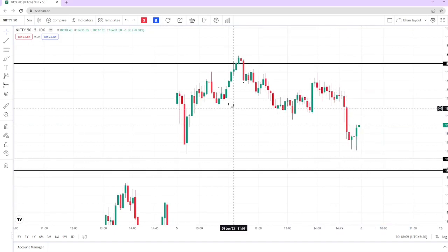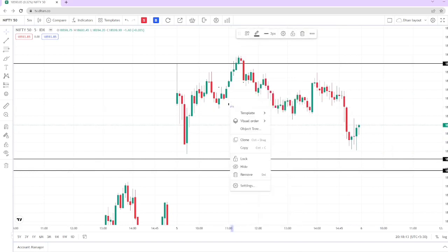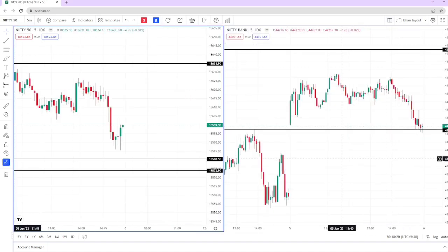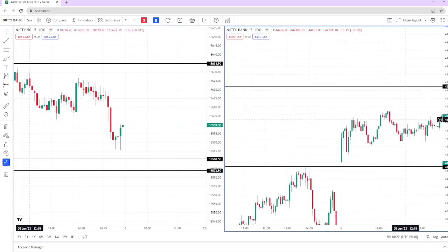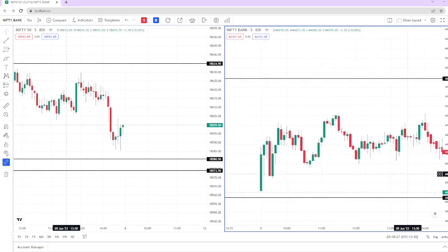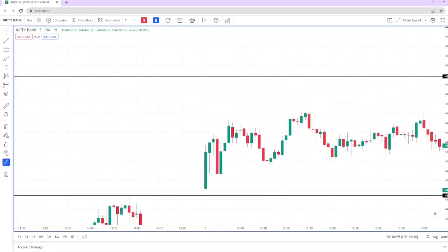So traders, this is how one could have scalped today. These are the trading setups that we got today, 5th of June 2023, for Nifty. And traders, it was kind of the same price action today for Bank Nifty also. For Bank Nifty, I will just point out a small thing here.